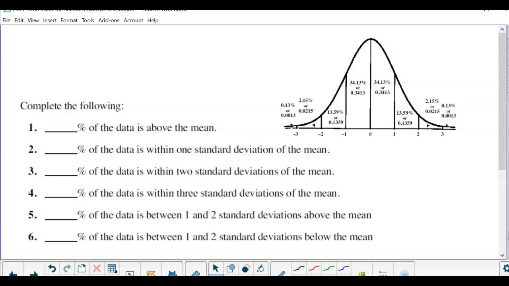So let's think about these questions here. It says complete the following. What percent of the data is above the mean? Remember, this is your mean, your median, and your mode. In any case, if the mean is right smack dab in the middle, what percent is above the mean? 50.